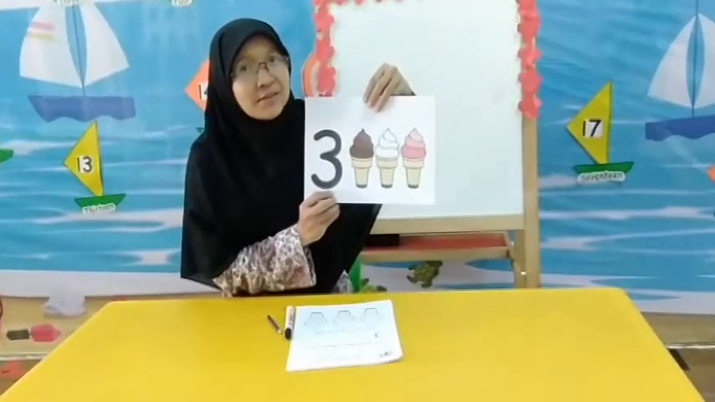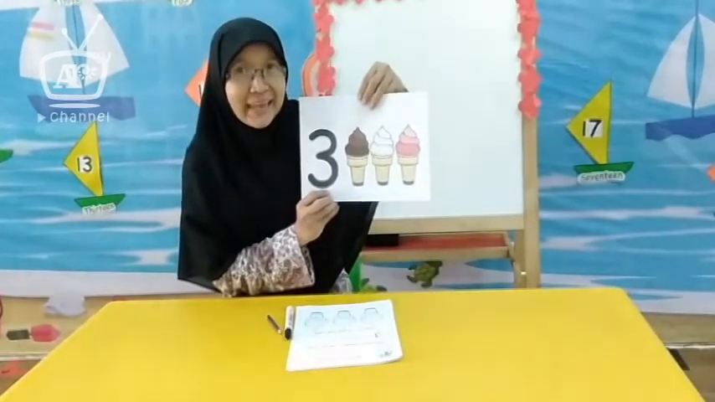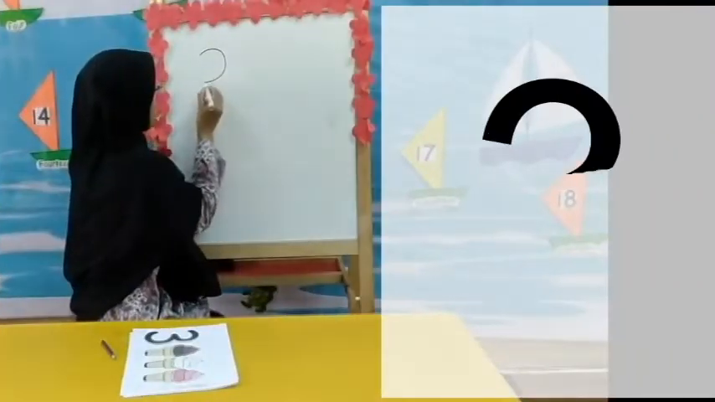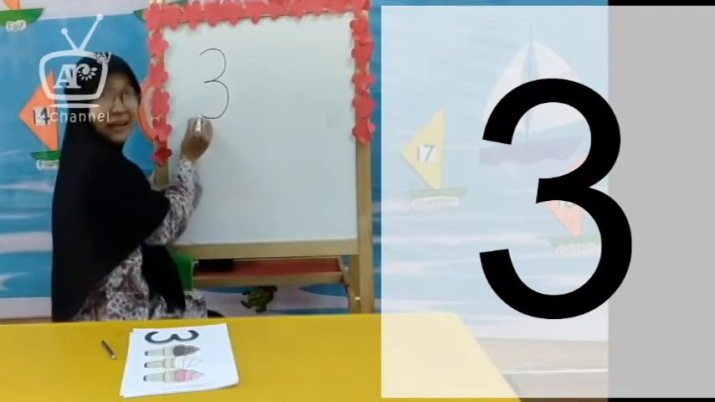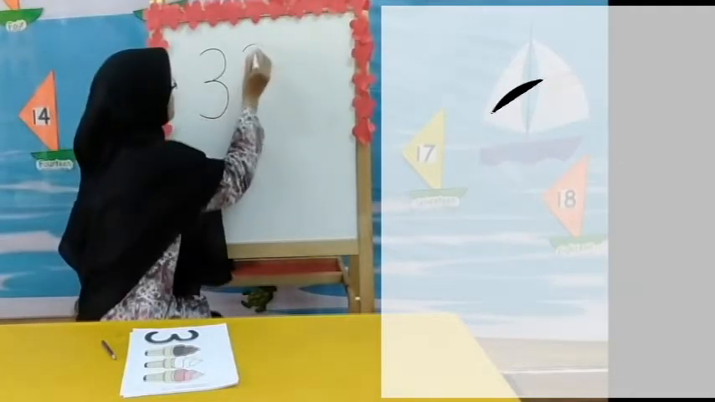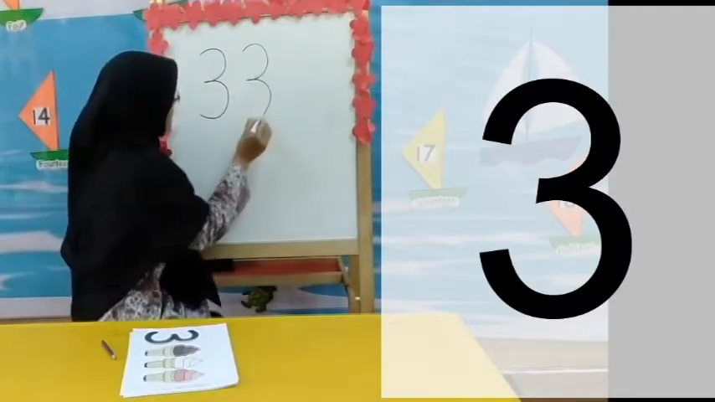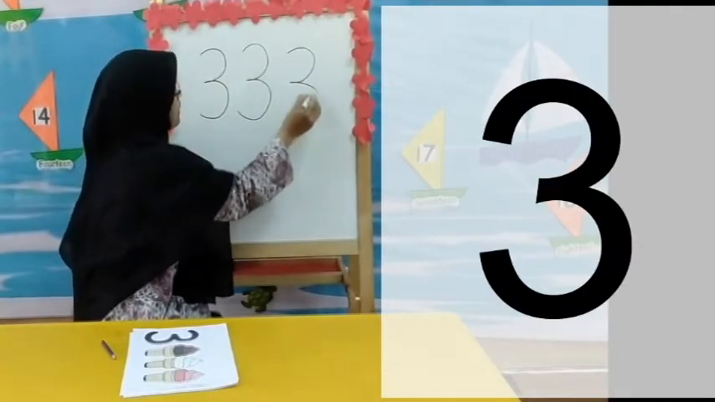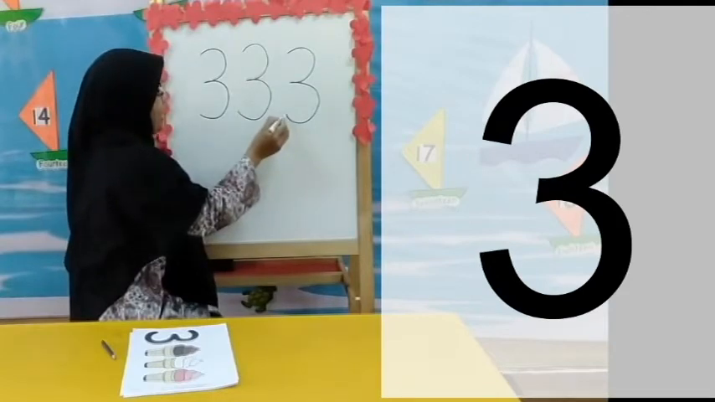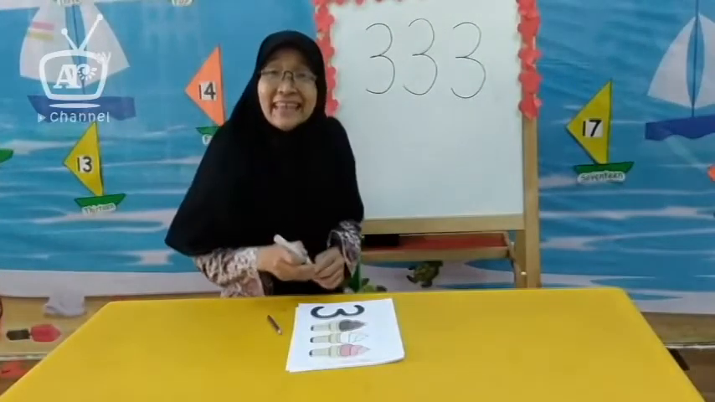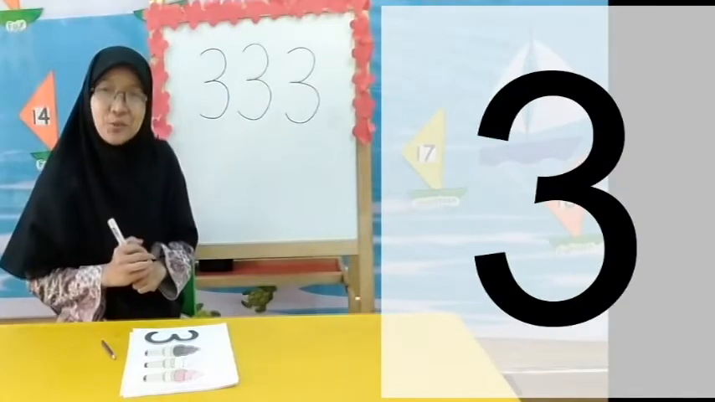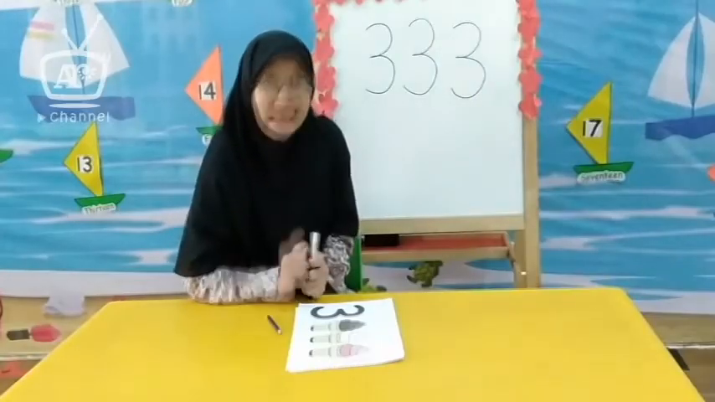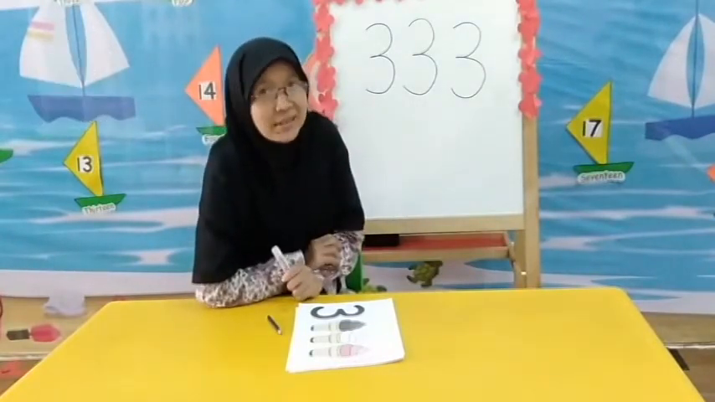How do we write the number 3? Look at me. Round and around like a bumblebee. That is how we make a 3. Can you do this? Of course, you can do the number 3 yourself.